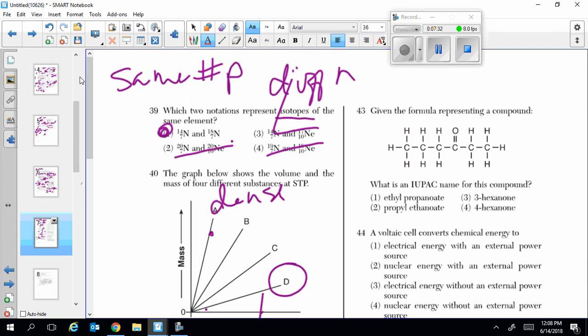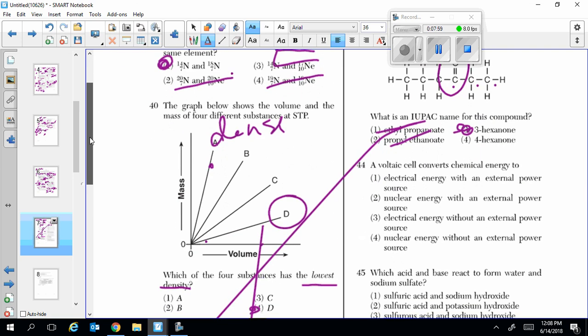Given the formula representing a compound, what's the IUPAC name? So first of all, I'm going to circle what's unique, and I'm going to go find that on table R. When I look it up, a C in the middle of the chain with a double bonded O tells me it's a ketone. So I'm going to cross off 1 and 2 because it's not an ester. And then I want to count from the shortest side. So 1, 2, 3. 3-hexanone. 6 carbons in the chain. That's what gave me 6.